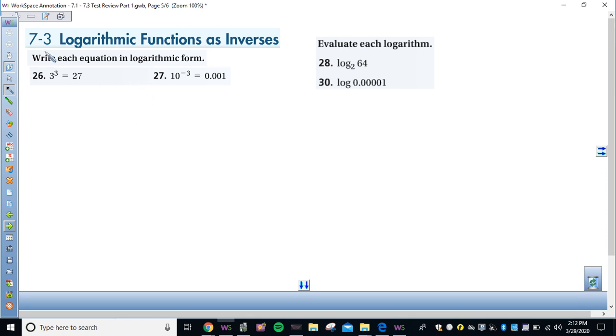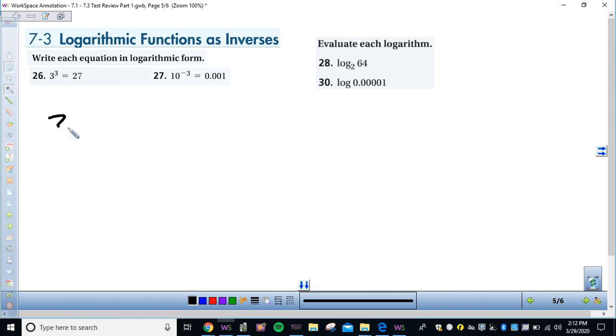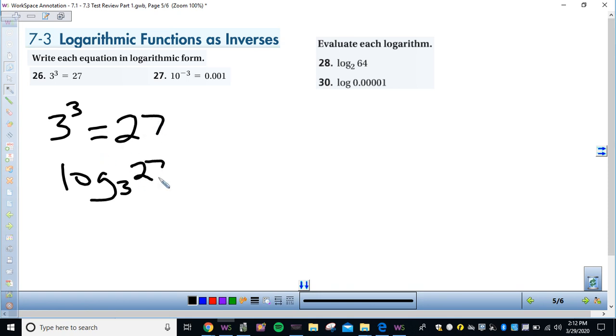Okay, so now we are at 7.3, logarithmic functions as inverses. We're going to write each equation in log form. So we're switching from exponential to logarithmic form. Okay, so we are going to work on problem 26 here. I'm just going to rewrite it a little bit bigger. So 3 to the third power equals 27. Remember the base, this 3 is going to be the base of the log. So log base 3 of 27. Remember, we reach across that equal sign, and then that's going to equal 3.